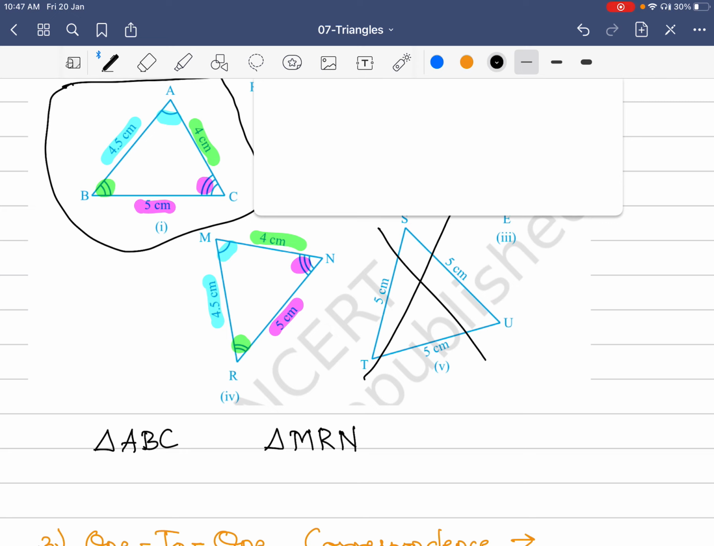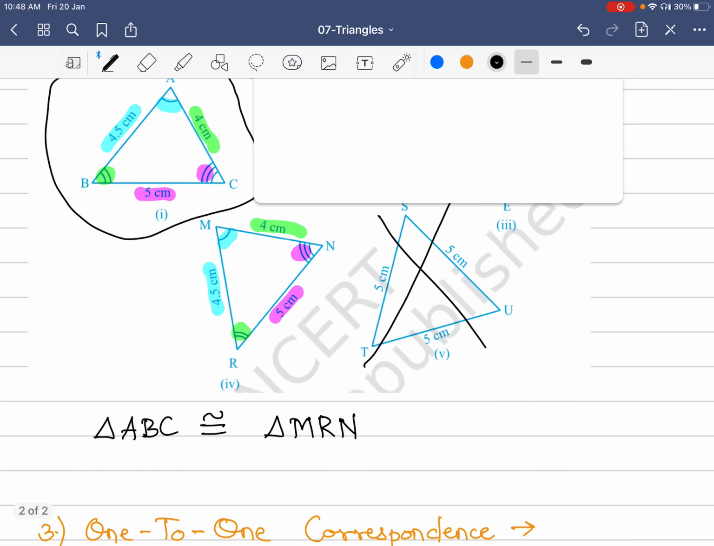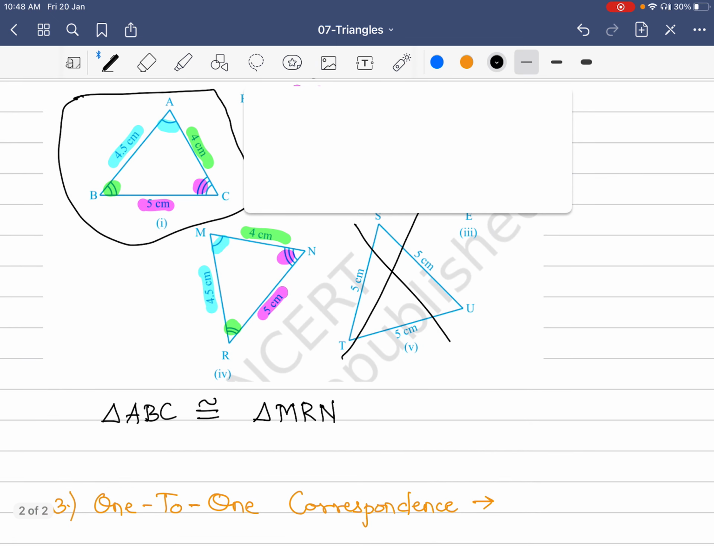Okay, and this is a sign of congruence. These two triangles are congruent to each other. So this is how you denote the congruency of two triangles. Okay, let me do it a bit nicely. Now, what is one-to-one correspondence?